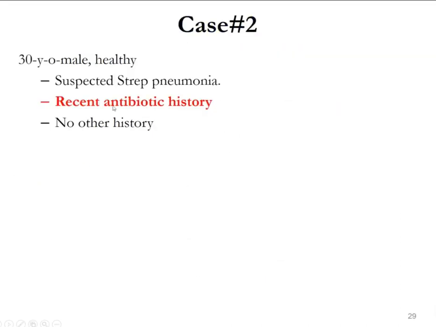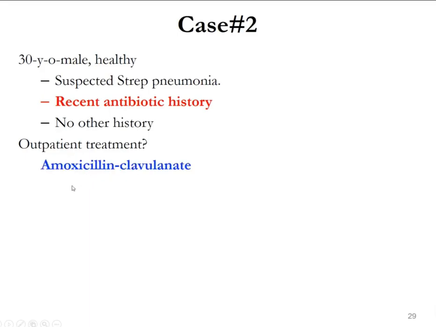Okay, I have a second patient. This is also a healthy patient, suspected strep pneumonia, but the patient has a recent antibiotic history. No other problem to worry about. The patient is pretty healthy, no other medication, no other illness. Since it is a recent antibiotic history, what is the first thing you will think about? You are not going to send the patient away, because there is no risk of mortality or anything, right?